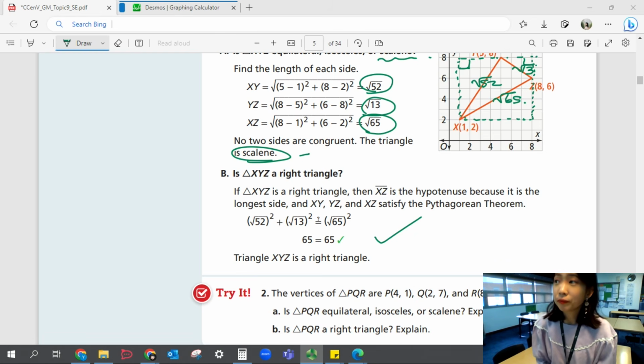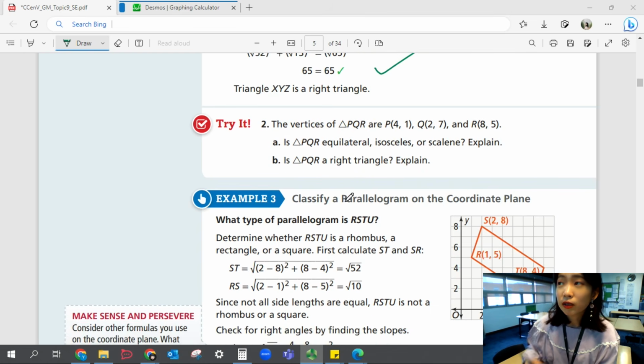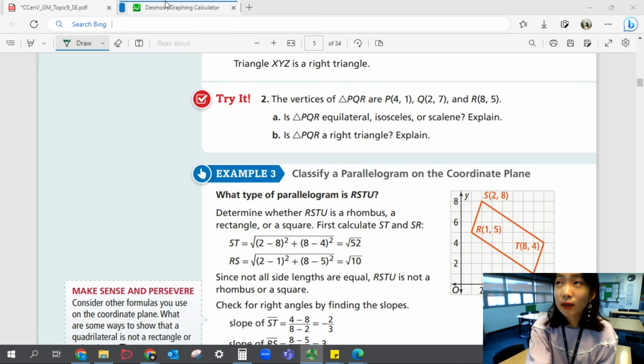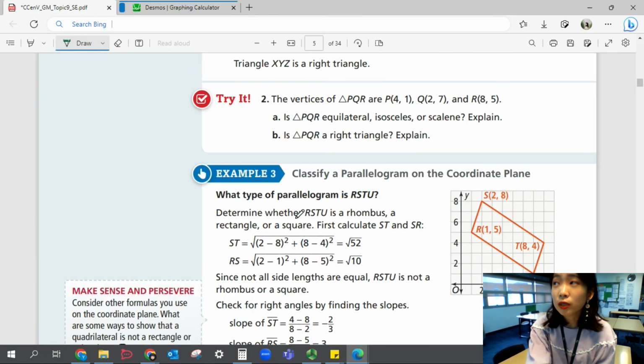Okay, are you ready? So first, what is the first step that you need to do? So 2A, triangle PQR. Is triangle PQR equilateral, isosceles, or scalene? Given the coordinate points P (4,1), Q (2,7), and R (8,5). First of all, you want to graph it and look at it visually, and that's going to make a triangle. You see that? You want to figure out the distance between the 2 points for each of the sides. So use the points one by one and figure out PQ, QR, and RP.